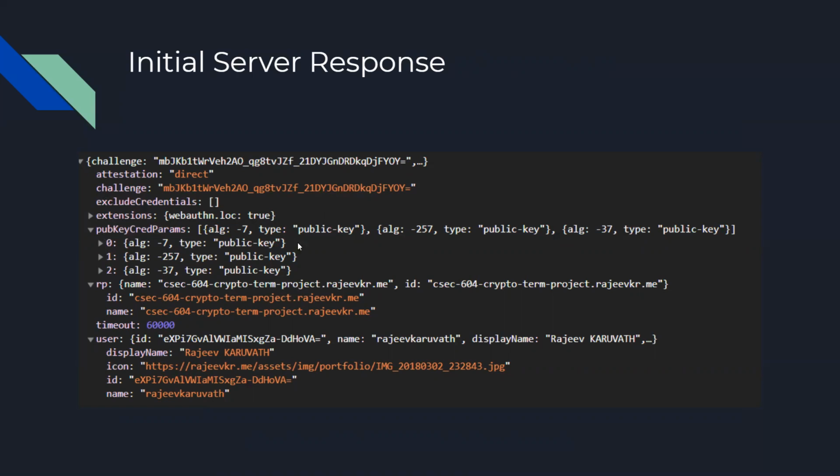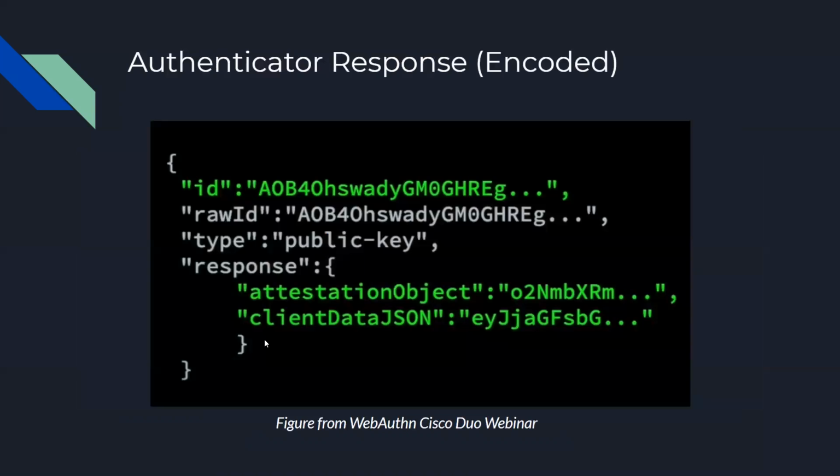So here, if you see it, it supports algorithm -7, -257, -37. These are basically IANA naming conventions for public key algorithms. -7 means ECDSA with SHA-256, that is elliptic curve cryptography digital signature algorithm with SHA-256 hashing, and it returns the user information as well. And using this, the authenticator responds with certain encoded data.